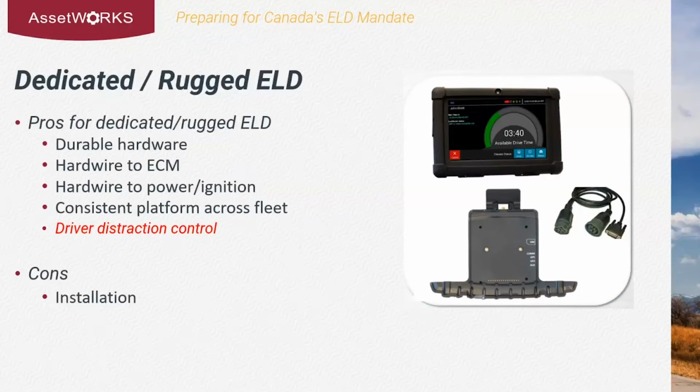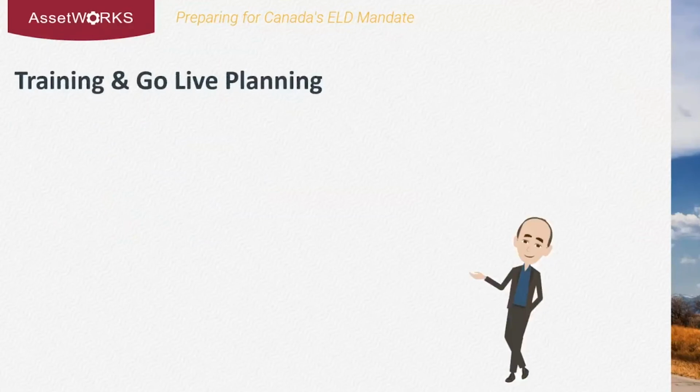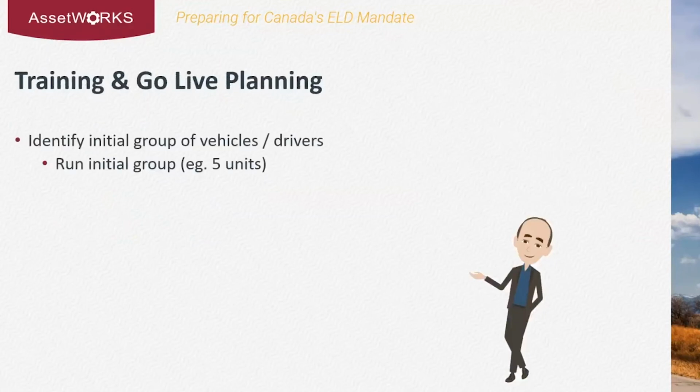So those are the two types of devices you need to evaluate. And then training and go-live planning. Absolutely identify your initial group of vehicles and drivers, typically depending on the size of your fleet. Is it 2 or 5 units?